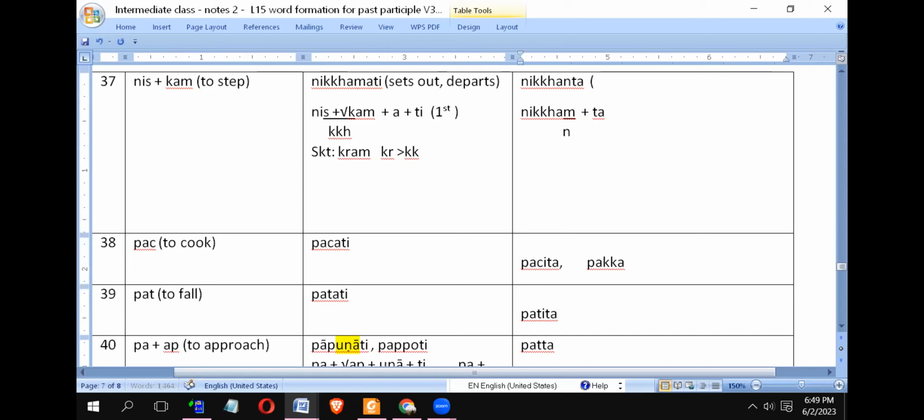How do you say it in past participle? Nikkhama. Set out and then departed. Okay, all right, I think this one is easy. Next person, Sumita, you try this one. It's so easy, this one.